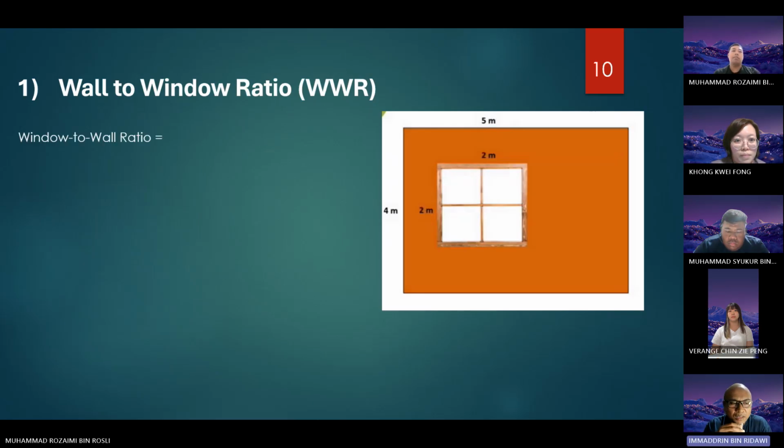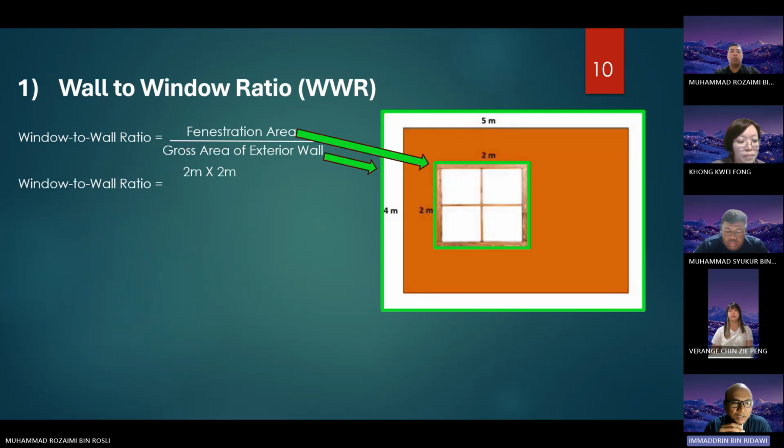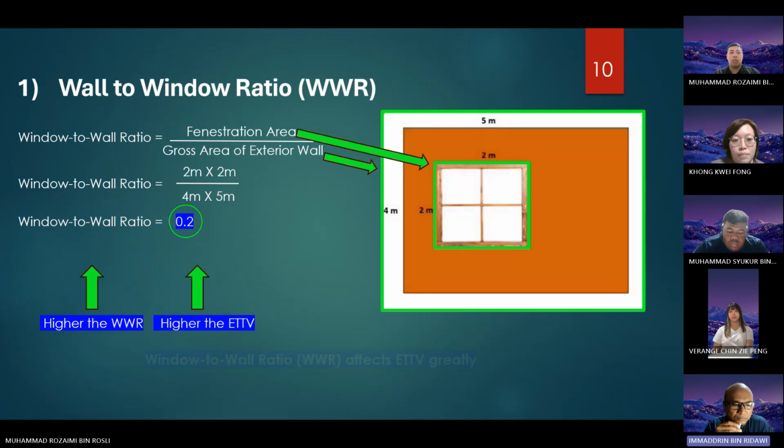Thank you, Rozaimi. Okay, so the first step in calculating ETTV involves the window-to-wall ratio, which is the WWR. Basically, this is a formula of the fenestration area over the gross area of the exterior wall, which you can see in the example as follows, which gives us 0.2 here. Next.